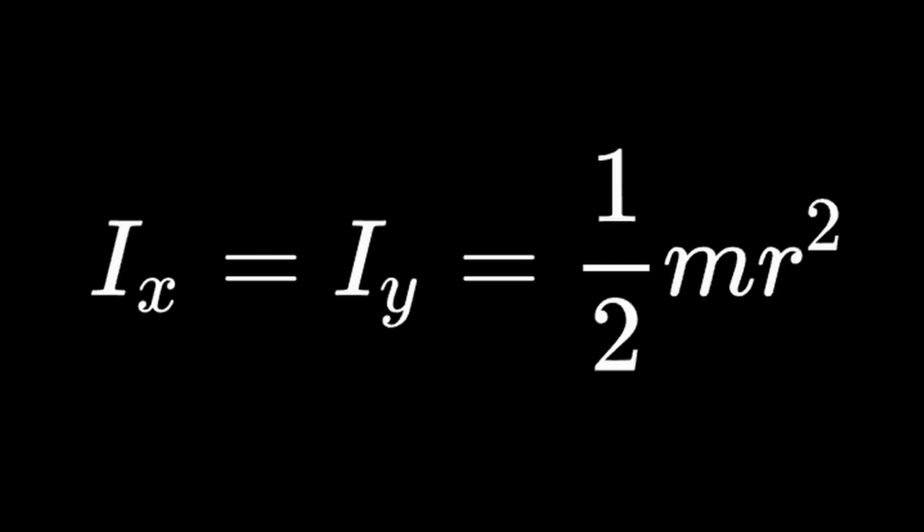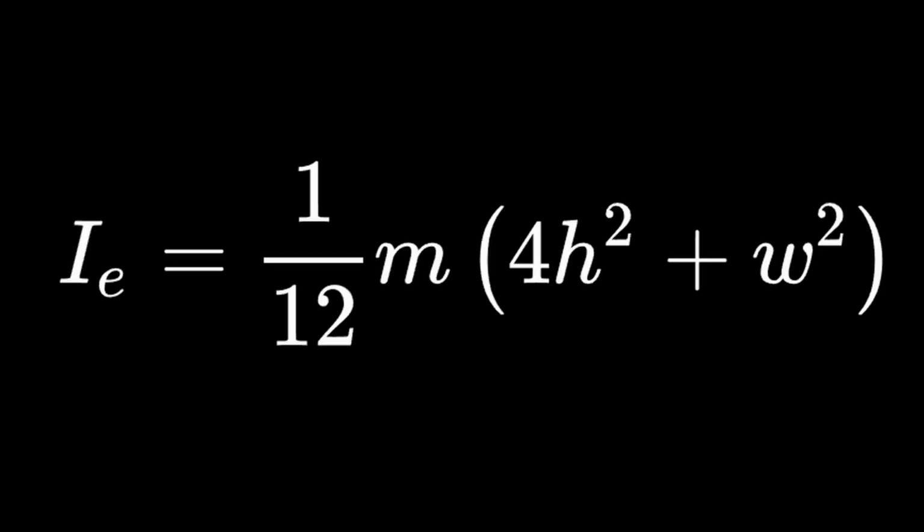Rotational inertia. For circles, it's the equation here. For boxes, it's the equation here. We'll revisit this once we start doing rotational collision. Now that we're done with the lighter things, contact points.